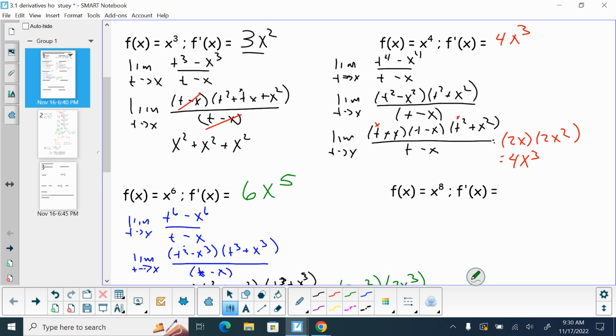Using the pattern that we just formulated, if I was taking the derivative of x to the 8th power, what do you think the derivative of x to the 8th power is going to be, Todd? 8x to the 7th. 8x to the 7th. Now, how'd you get that? Well, you move the exponent to the front and then minus 1. We moved the exponent to the front and we subtracted 1. Exponent went to the front, we subtracted 1.